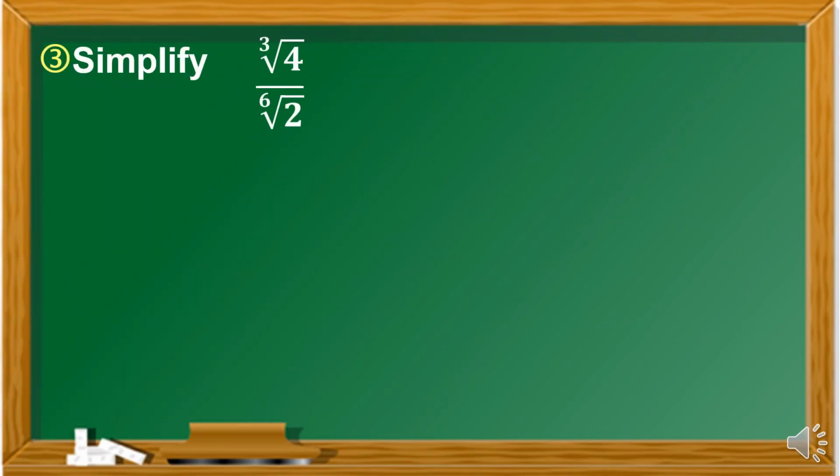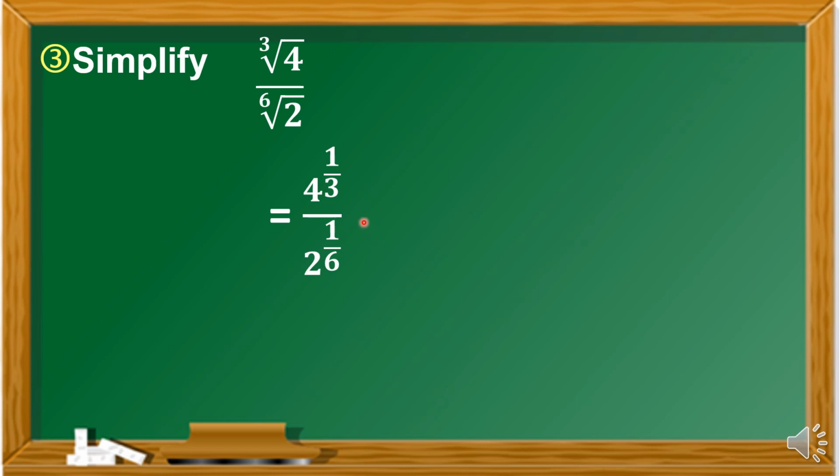Proceed with example number 3. How if we have this given? The cube root of 4 divided by the 6 root of 2. Meron na tayong radical symbol sa ating numerator, meron pa tayong radical symbol sa ating denominator. At the same time, magkaiba yung ating index or indices. So, ang gagawin po ulit natin is we're going to transform that or rewrite that into exponential form. So, si cube root of 4 magiging 4 raised to the power of 1/3. And then, si 6 root of 2 ay magiging 2 raised to the power of 1/6.